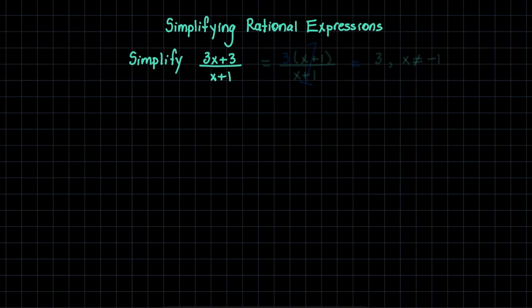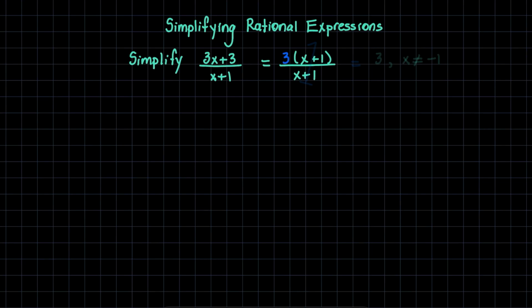Okay, let's simplify 3x plus 3 all over x plus 1. Now, I'm going to start by saying you have to be good at factoring. If you're not good at factoring, please review the factoring videos. They're very helpful. But simplifying rational expressions requires you to be good at factoring. So at the top, I can see that both terms have a common factor of 3, and the greatest common factor is 3. So I'm going to factor that out. 3x divided by 3 is x. 3 divided by 3 is 1. The bottom is prime. X plus 1 cannot be factored at all.